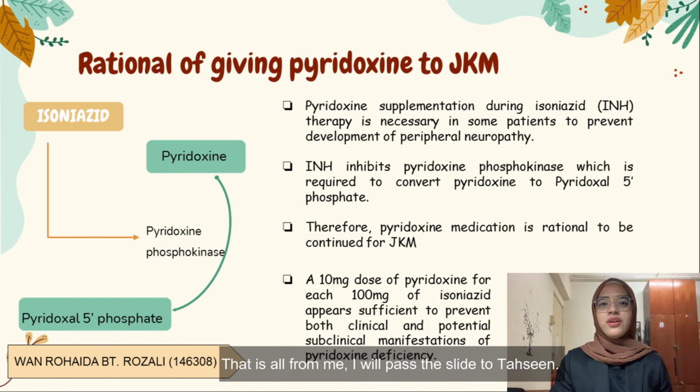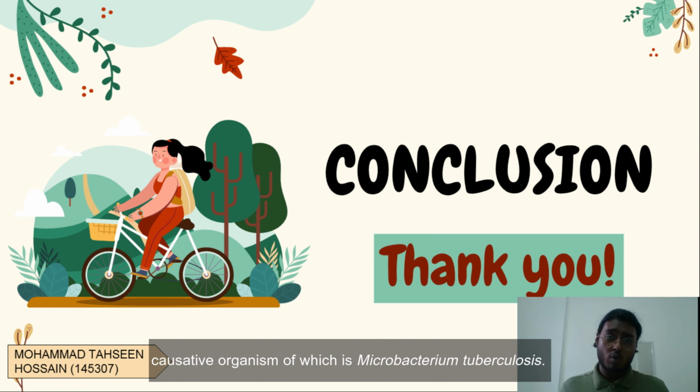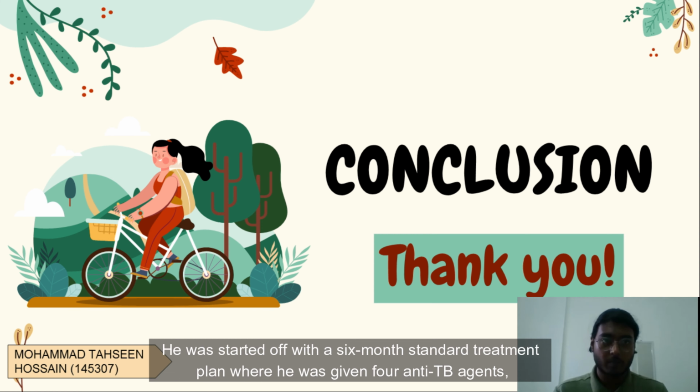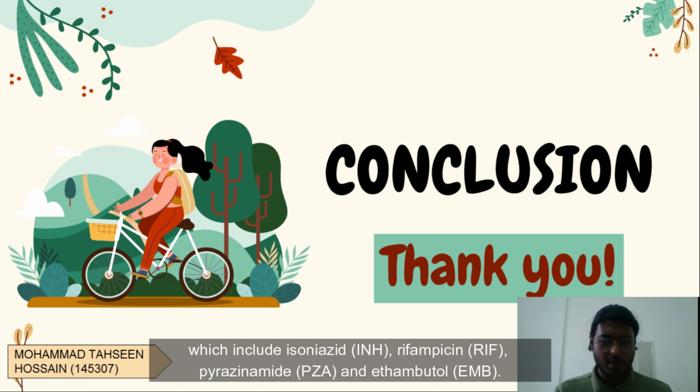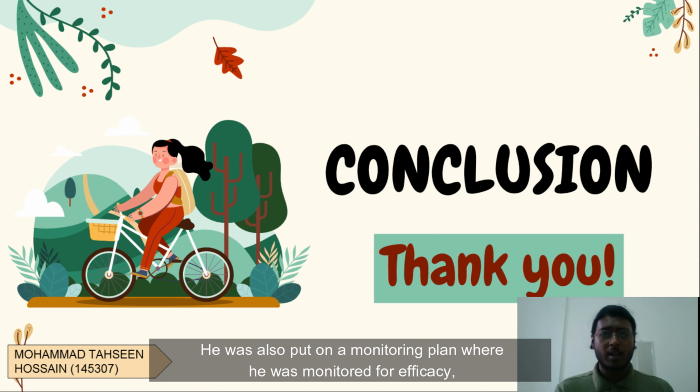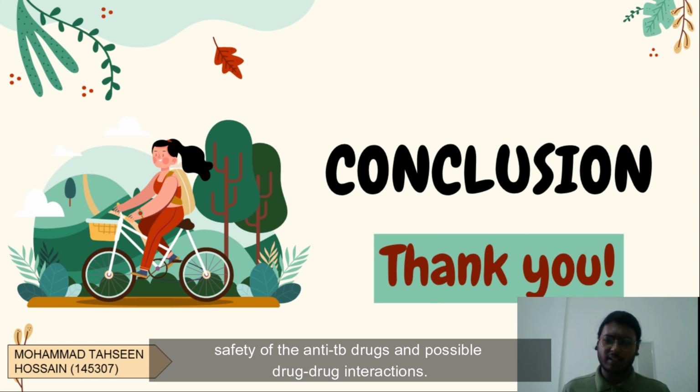Thank you everybody for your wonderful explanations. So, in summary, Mr. JKM was diagnosed with pulmonary tuberculosis, the causative organism of which is Mycobacterium tuberculosis. He was started off on a 6-month standard treatment plan where he was given 4 anti-TB agents: isoniazid, rifampicin, pyrazinamide, and ethambutol. He was also put on a monitoring plan where he was monitored for efficacy, safety of the anti-TB drugs, and possible drug-drug interactions.